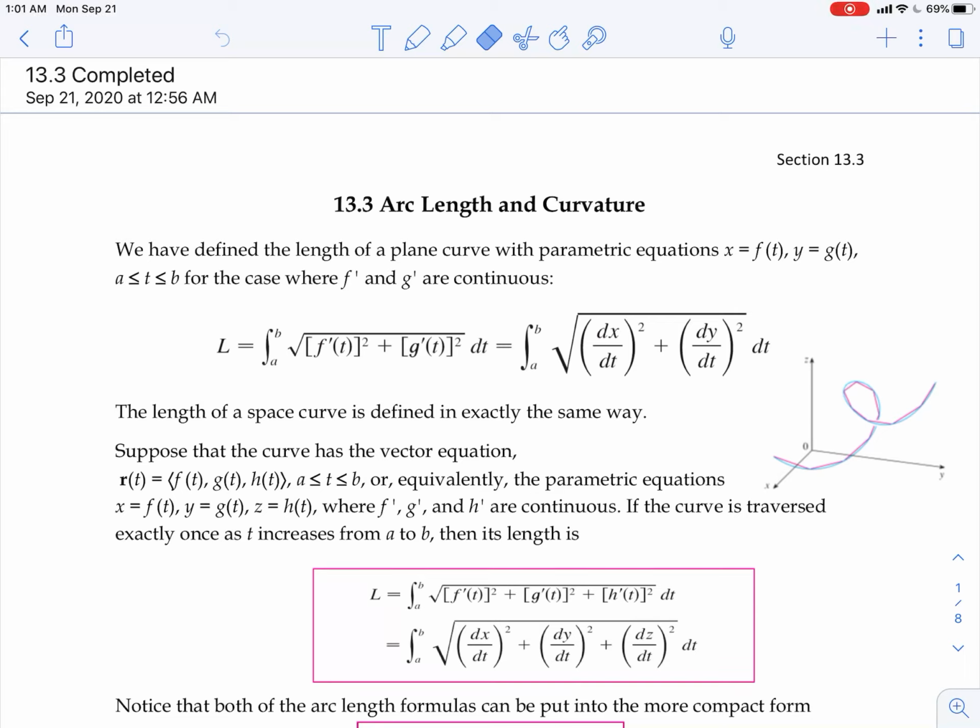So we talked about the tangent vector. We're also going to talk about the binormal vector and the normal vector. But first, we're going to start with arc length.